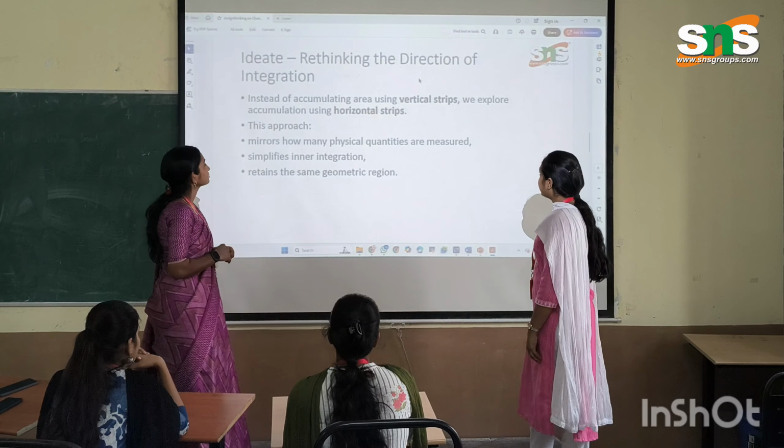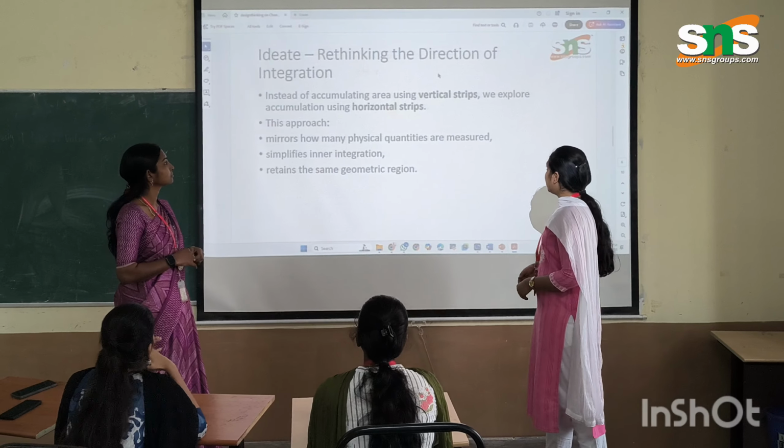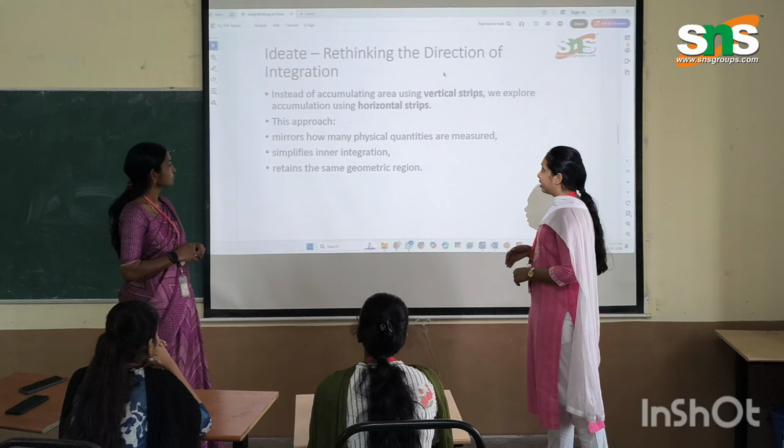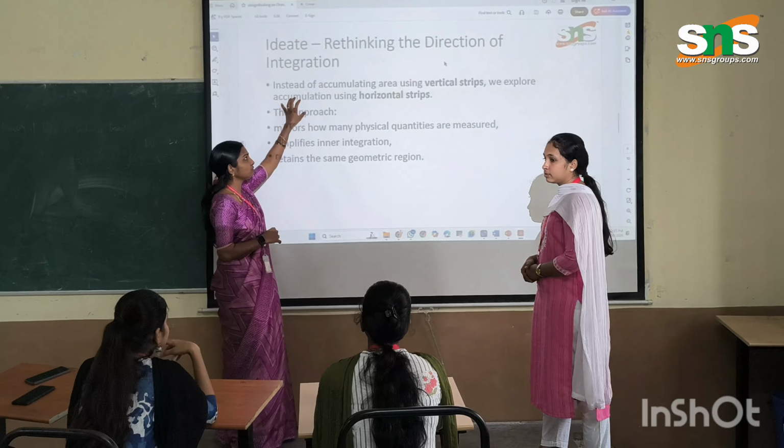Idea. Rethinking the direction of integration. Instead of accumulating area using vertical strip, we explore accumulation using horizontal strip. So this is a major point here. On change of order of integration, what we are going to do is just change the vertical strip in the order of y and x to the horizontal strip in the order of x and y. This is our major point in the ideation process of design thinking. In this approach, physical quantities are measured, simplifies inner integration, and retains the same geometric region.